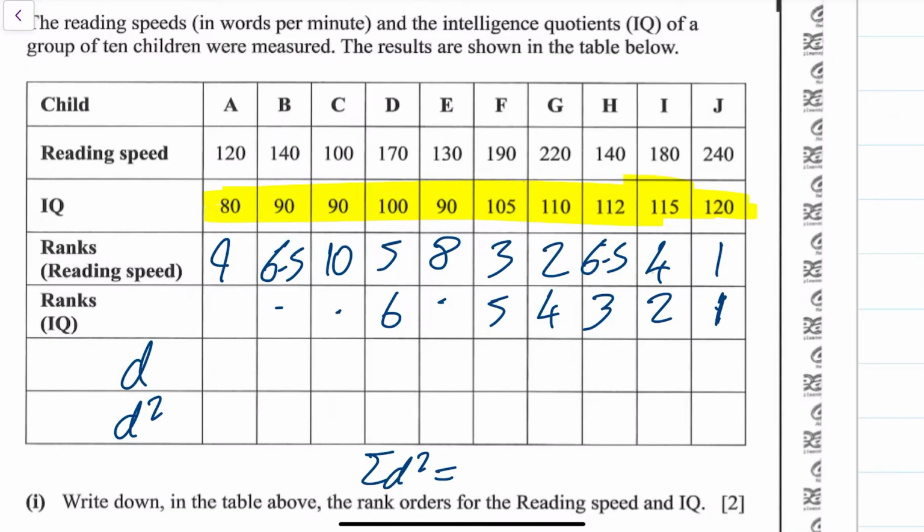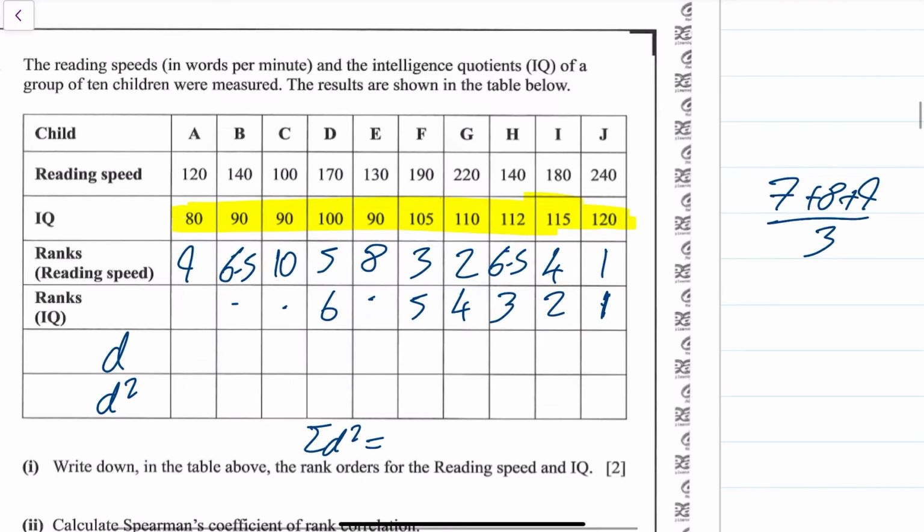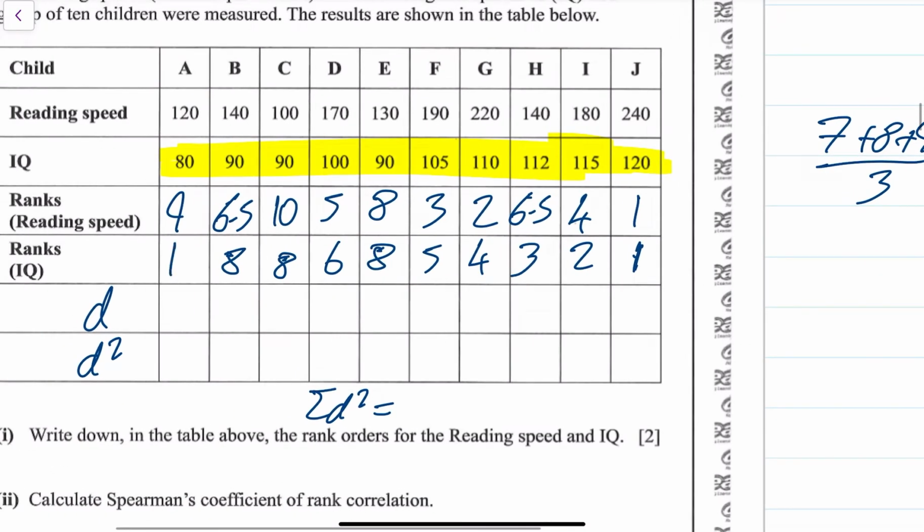So that would have been 7th, 8th, and 9th. So if we just do 7 plus 8 plus 9 and divide by 3, as there's 3 of them, they are all going to be given rank 8. So that becomes an 8, an 8, and an 8. But they would have been the 7th, 8th, and 9th. So the last one is my 10th.